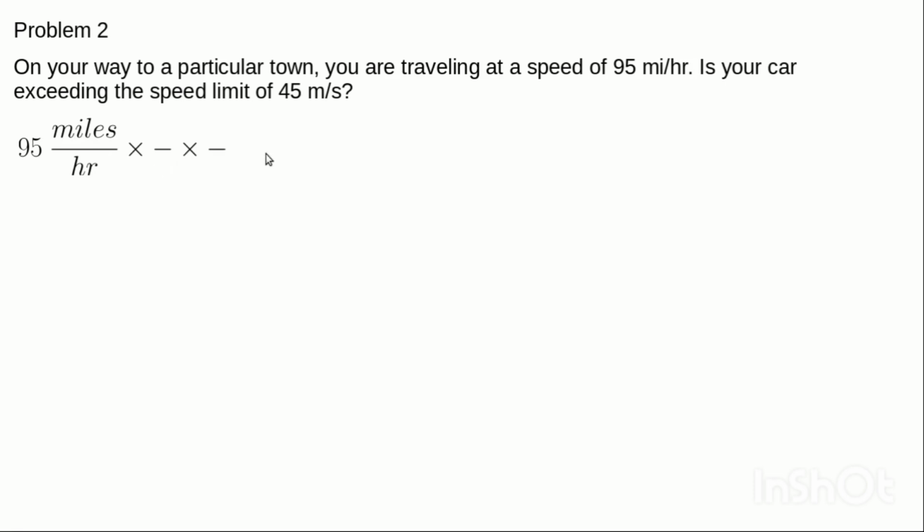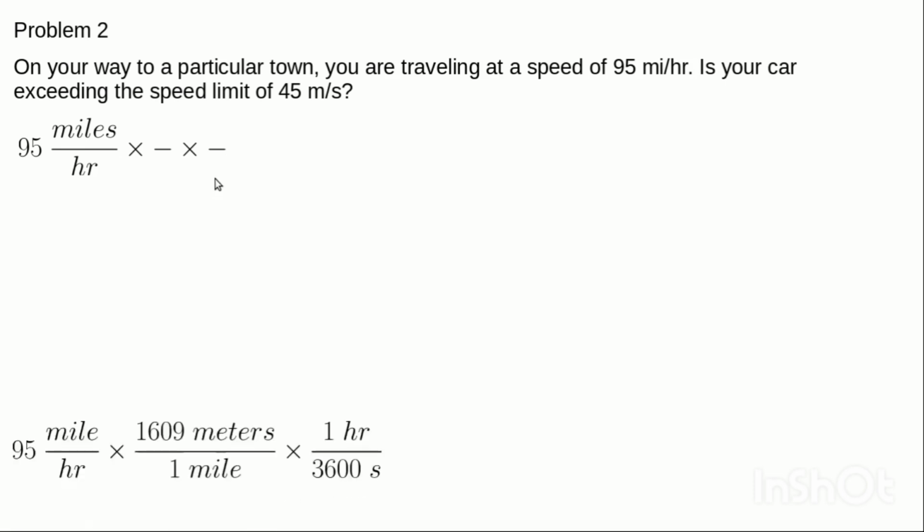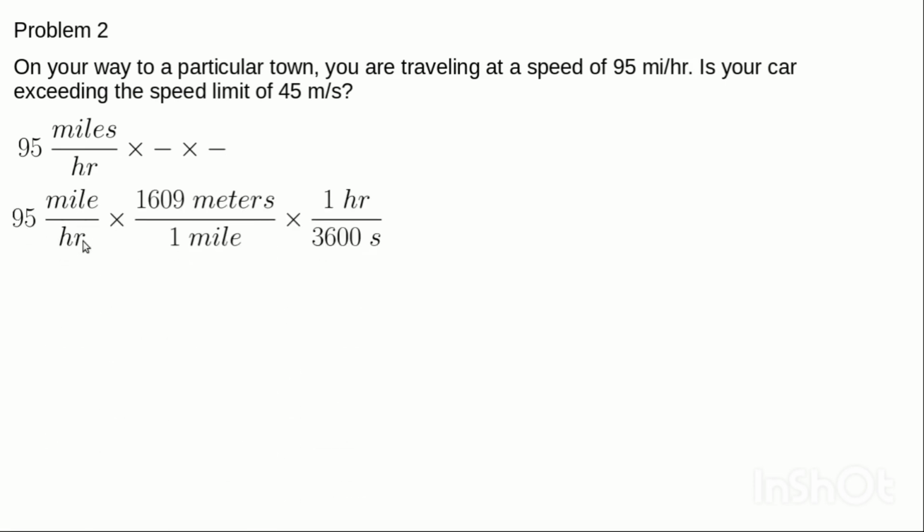You get it now. So at this point, for this first dash, we'll put miles at the bottom and put meter at the top. For this second dash, we'll put hour at the bottom, so 1 hour will be at the top, then seconds will be at the bottom. And that gives us 95 miles per hour times, this is the conversion factor, 1 mile is equal to 1609 meters. Then this is the conversion factor for time, which is 1 hour equal to 3600 seconds.